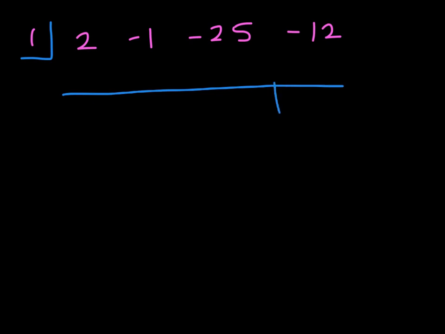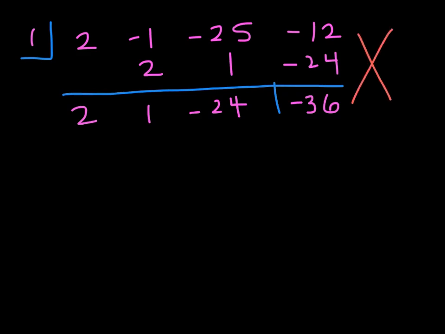All right? All right, drop the 2. 1 times 2 is 2. Negative 1 plus 2 is 1. 1 times 1 is 1. Negative 25 plus 1 is negative 24. 1 times negative 24 is negative 24. This is negative 36. All right, 1 is not a 0 again, right? So it was just a 0 one time. So I'm just going to do this, guys. A big X right there, okay? It didn't work out again.